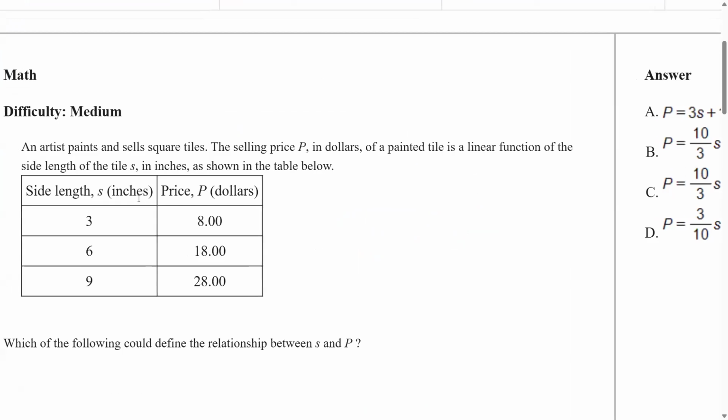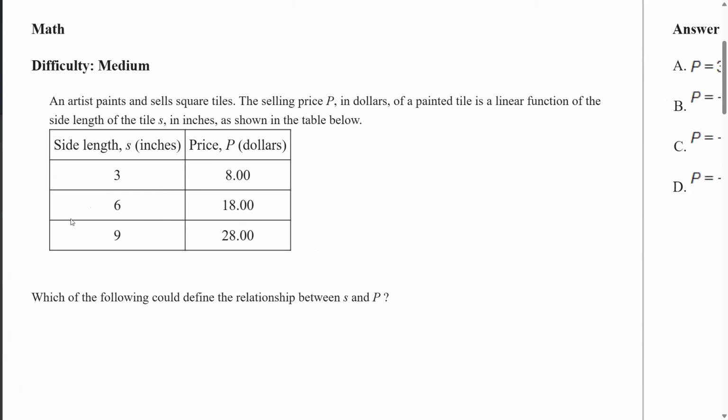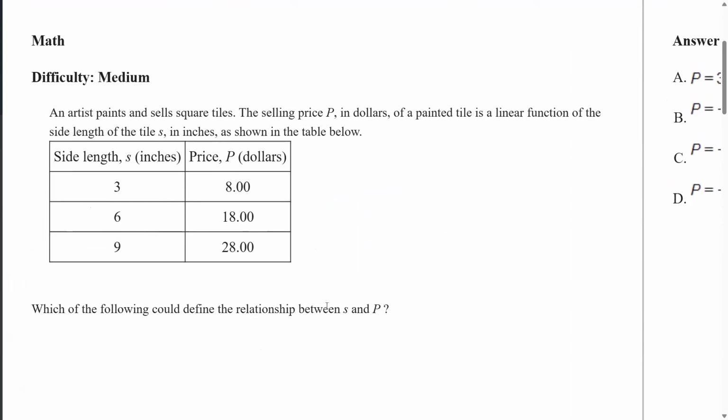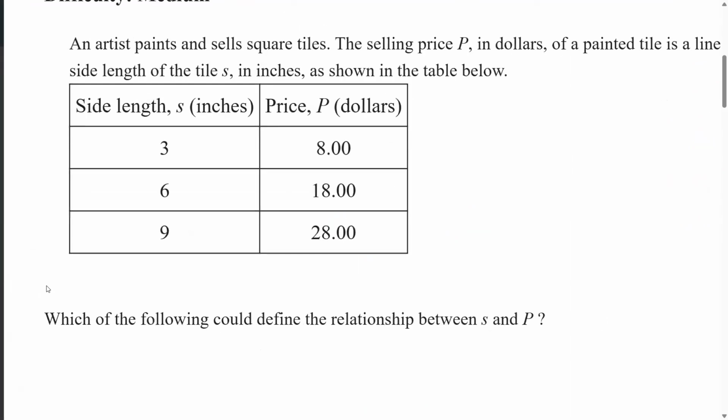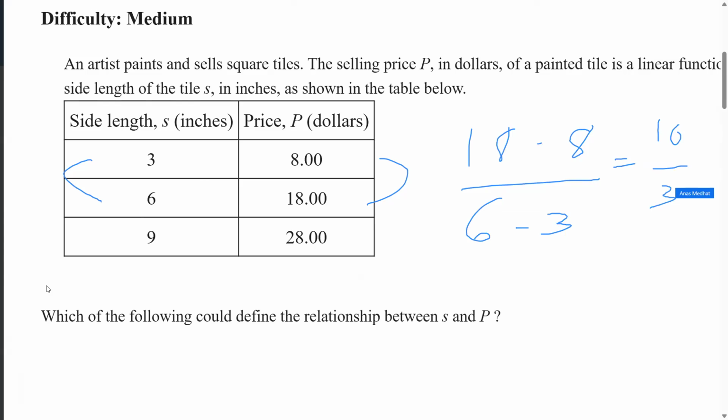An artist paints and sells square tiles. The selling prices in dollars are given in the linear equation. Okay. Which of the following could define the relationship between S and P? It wants the equation, right? Let's get the equation. In order to get the slope, it is y minus y over x minus x. It will be 18 minus 8 over 6 minus 3, which is 10 over 3. So this is the slope. 10 over 3 is the slope.